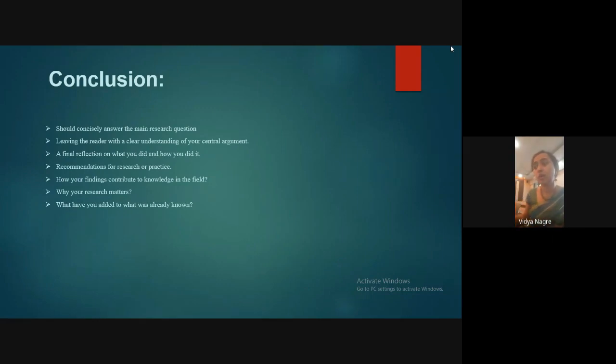And why your research really matters. How is it largely beneficial to the large community, major group? You can also give recommendations for further researchers, I mean, the topic areas which you could not cover.